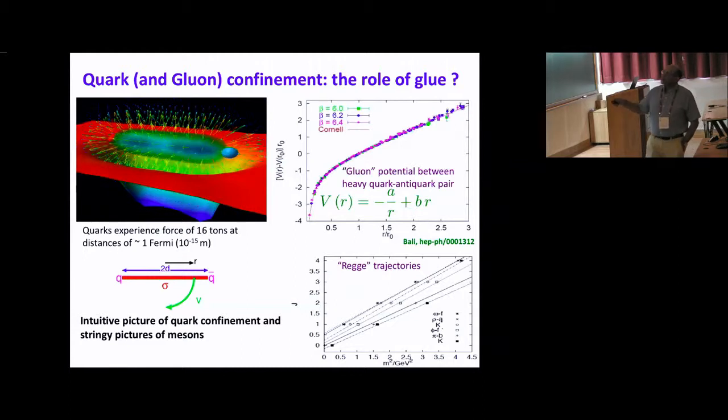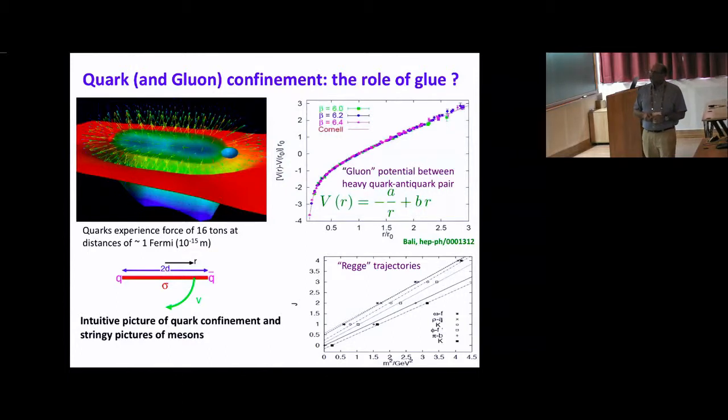Namely, that when you try to take quarks and gluons and split them apart from each other, the force between them, as represented by this potential as a function of r, I believe Peter showed this plot, this potential grows linearly with the distance, with a value that's proportional to the string tension. So, in fact, one can show in this kind of simple picture that quarks, which are on the size of 10 to the minus 18 meters, experience a force of about 16 tons at a distance of 1 fermi.